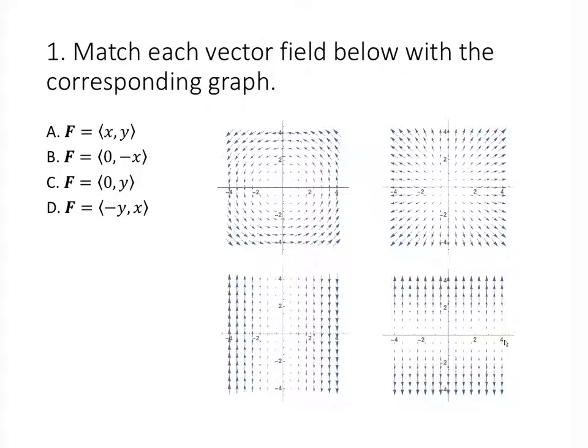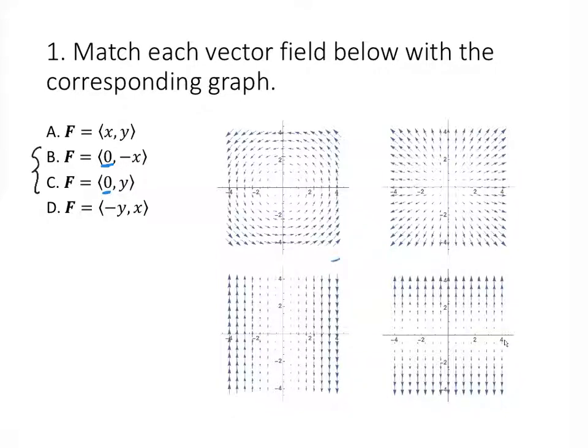So let's try to pick the vector fields that look a little bit more simple and see if we can match those up first. So I'm talking about B and C here, where the x component is 0. The fact that the x component is 0 tells us that all of the vectors in this vector field point only in the y direction. They only point up or down. They never point to the left or to the right.